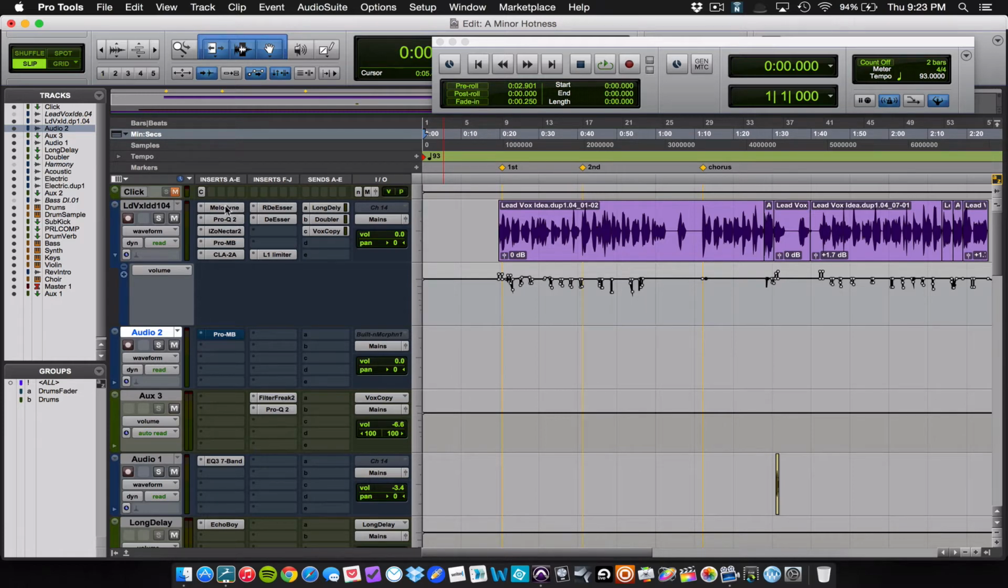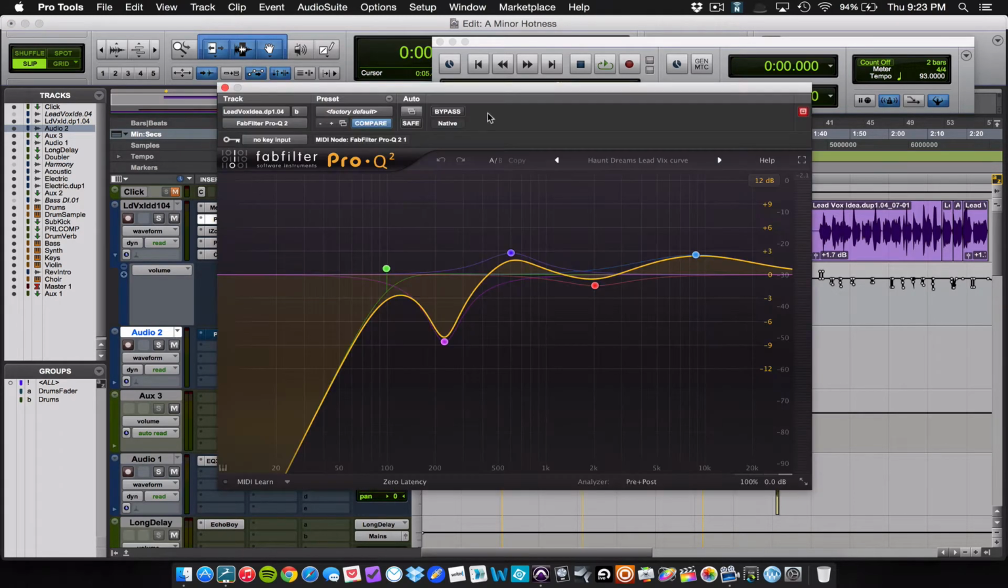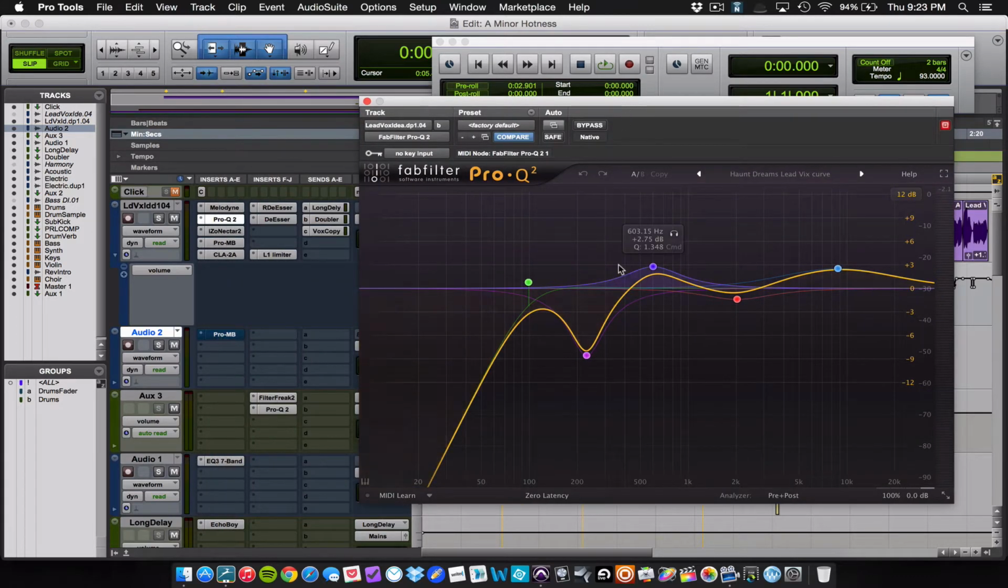I have Melodyne for some slight tuning and some harmonies a little bit later in the song. Then I have a Pro-Q 2, and that's doing mostly subtractive, but a little bit of additive here.